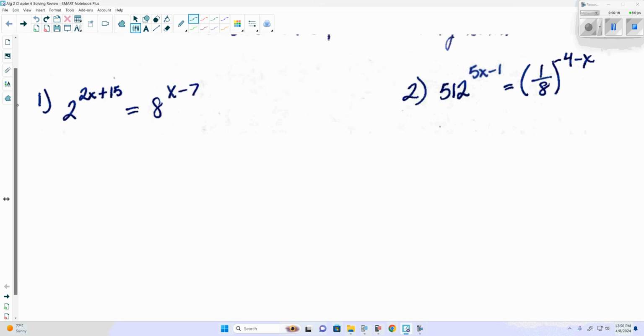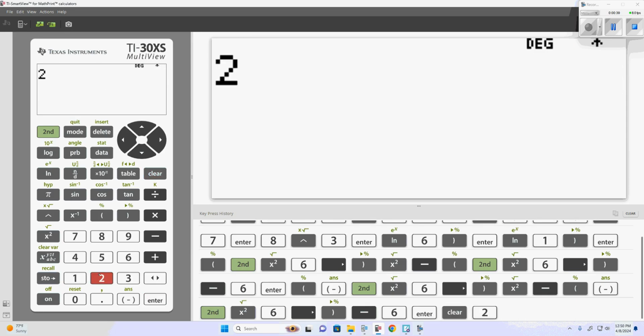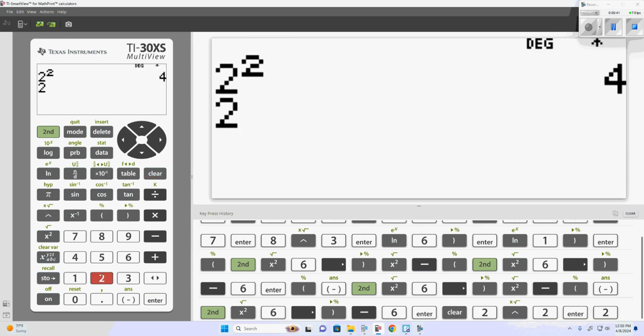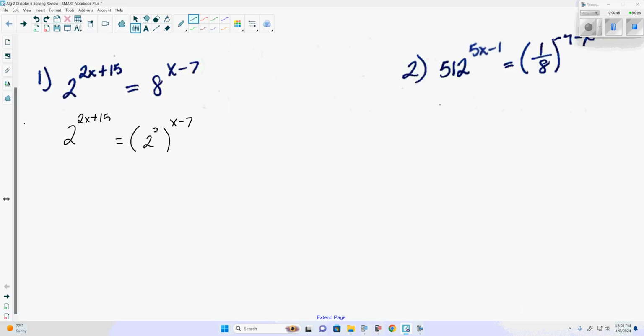Well, the first thing we want to do with this problem here is to get the bases to be the same. So we need to rewrite 8 as 2 to a power. Well, 2 to what power is 8? 3. And we could use a calculator if we wanted to check this, because 2 to the second power is 4. 2 to the third is indeed 8. So we would rewrite 8 as 2 to the third power, because again, we want the bases to be the same.